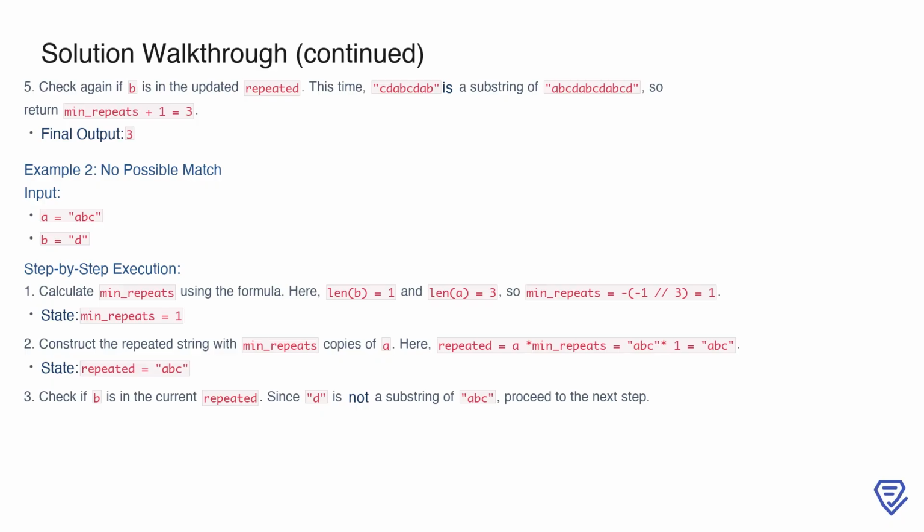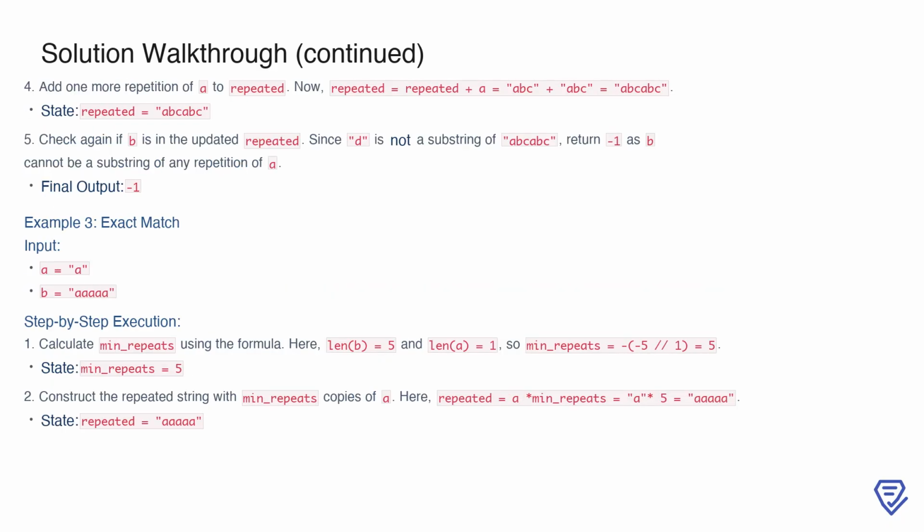In the next example, we look at a case where it is not possible for any number of repetitions of A to contain B. Here, A is ABC and B is D. First, we calculate the minimum number of repetitions. Since the length of B is 1 and the length of A is 3, we find min_repeats equals 1. Repeating A once gives us repeated equals ABC. Checking if B is a substring of repeated, we see that D is not found in ABC, so we proceed to the next step.